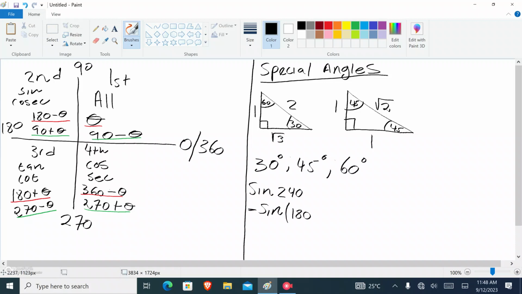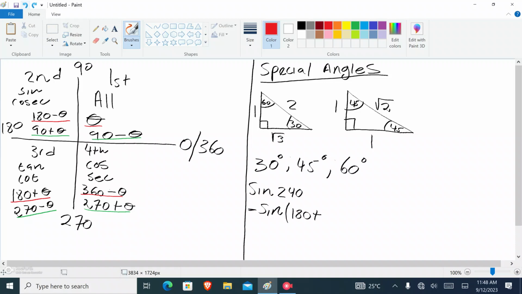Now with regard to 180 plus, remember, 180 plus is the third quadrant. Now you need to add one of these special angles. When you add 180 with one of these special angles, it should give you 240. All right. So how are we gonna do this one, guys?